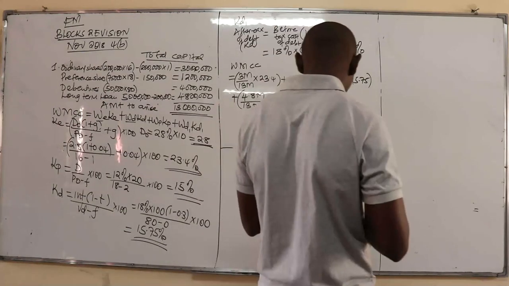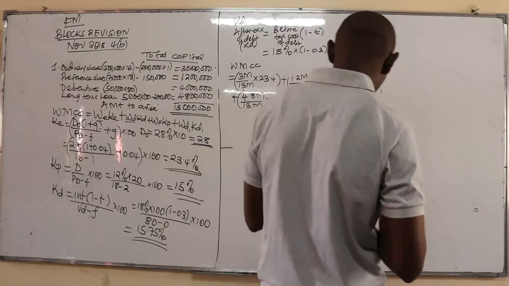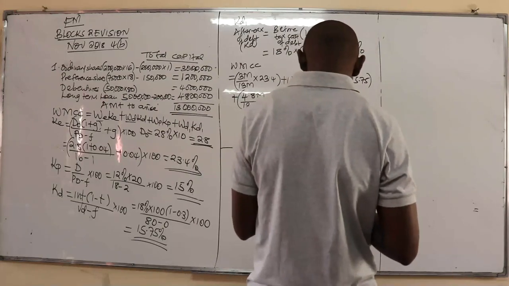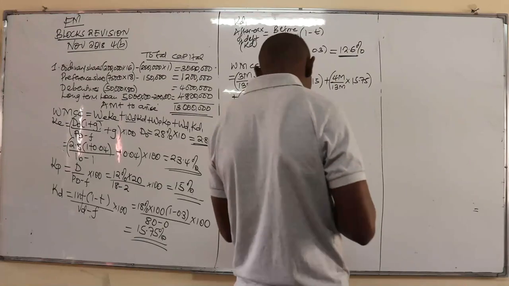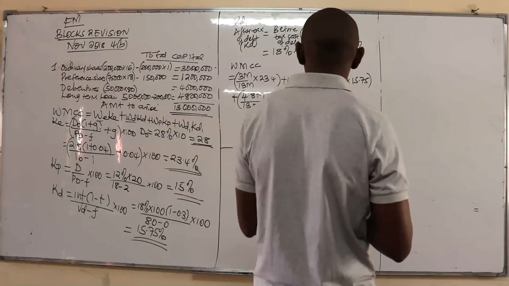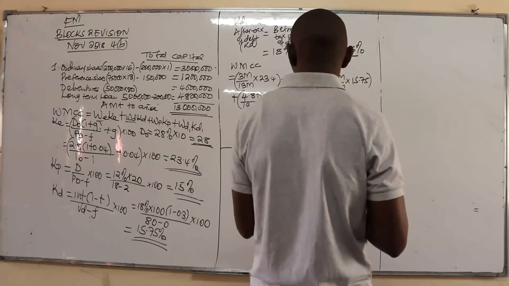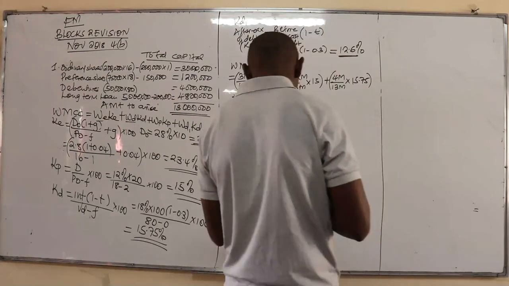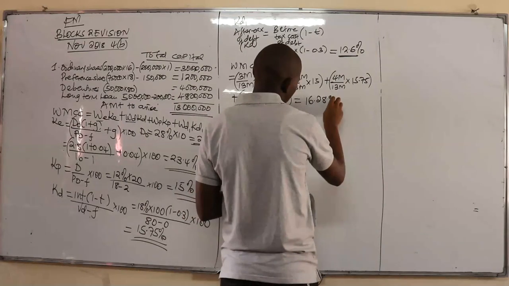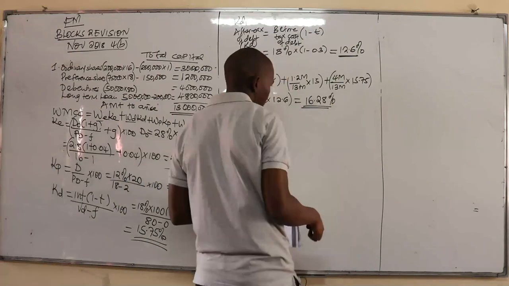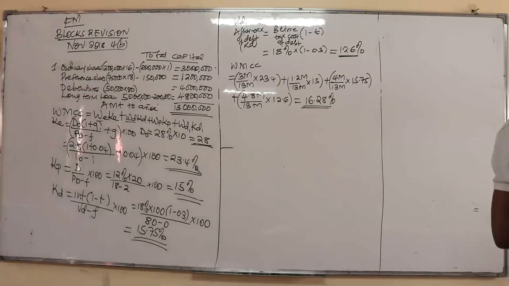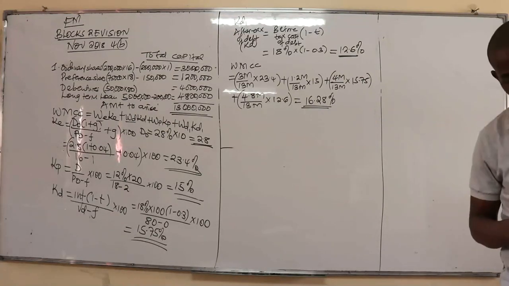So that is 3 over 13, multiplied by 23.4, plus 1.2 divided by 13, multiplied by 15, plus 4 divided by 13, multiplied by 15.75, plus 4.8 all over 13, multiplied by 12.6, which in that case will be 16.28%. So that is how you are required to do that question.